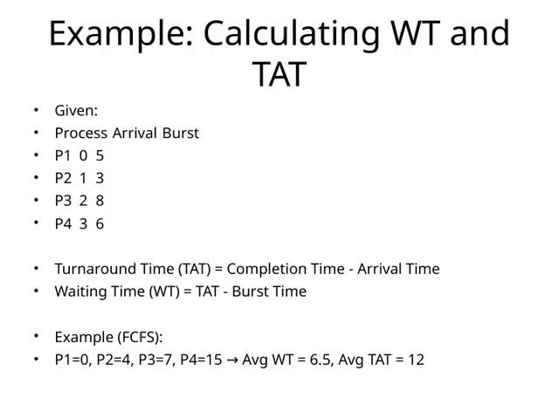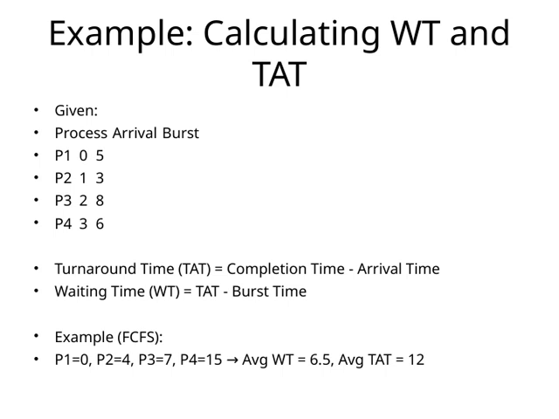All right, let's walk through this example of calculating WT and TAT step by step. We have a set of processes, each with their own arrival times and burst times. For instance, process 1 arrives at time 0 and needs 5 units of time to complete. Process 2 arrives at time 1, requiring 3 units, and so on.